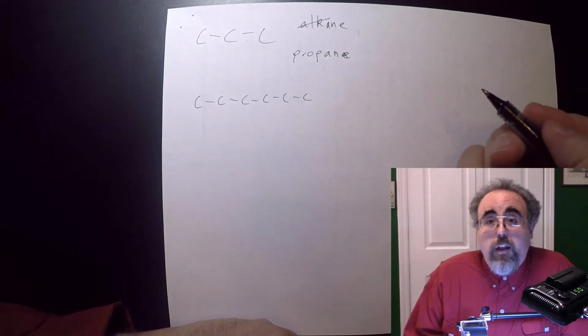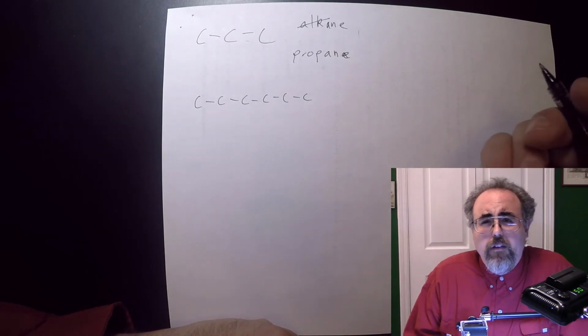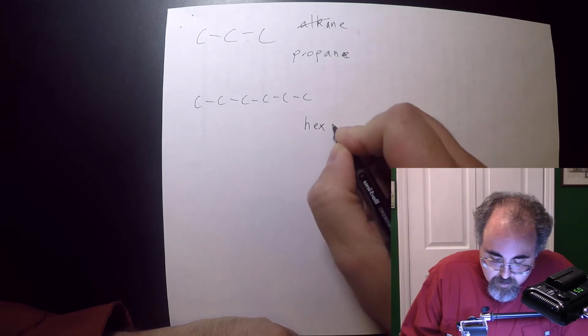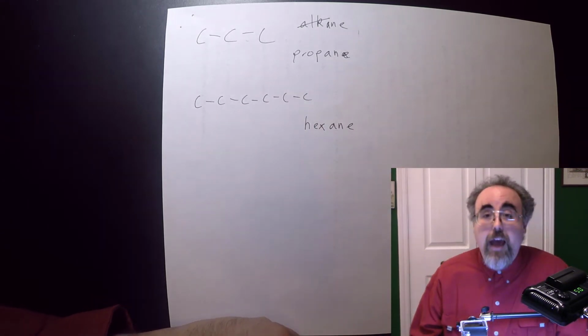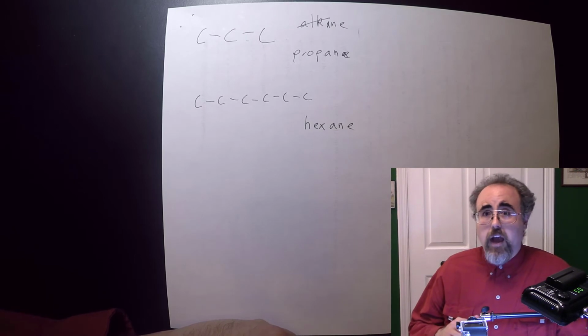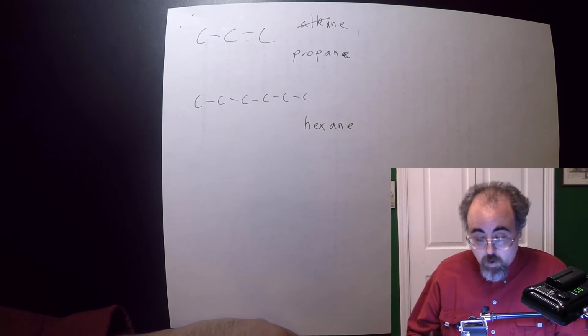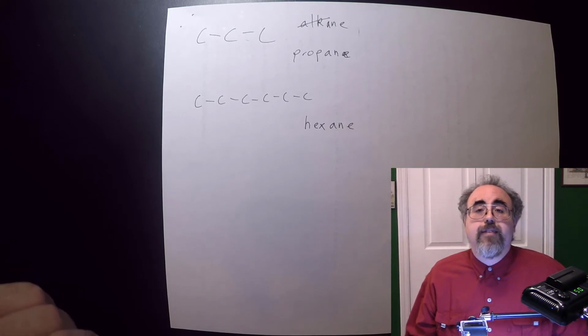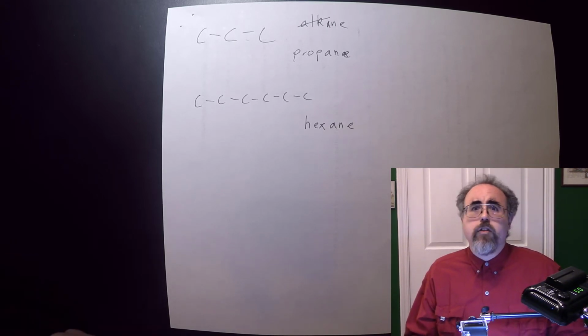Okay, 6. The Greek numeral prefix for 6 is going to be hex. And it's going to end in A and E. That means I simply have a hydrocarbon. It's got single bonds, and that's it. Okay, hexane. Yay!